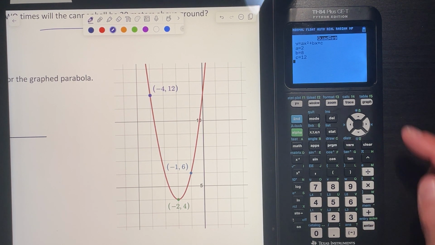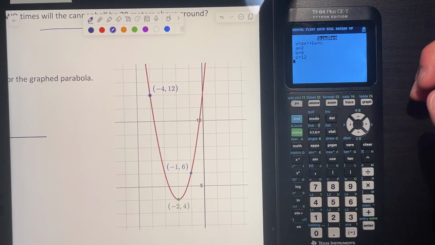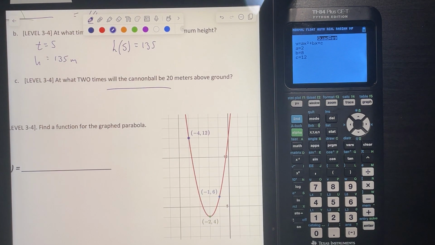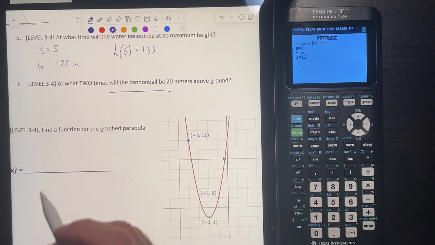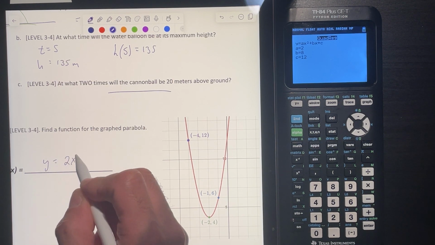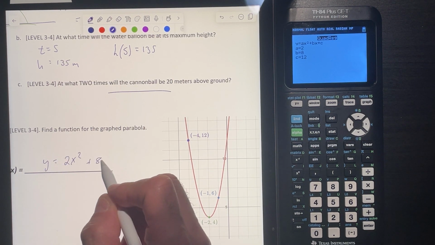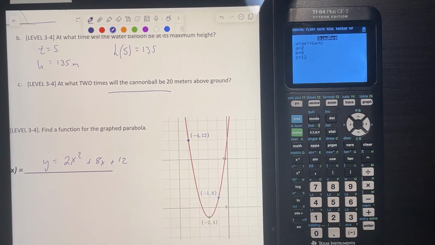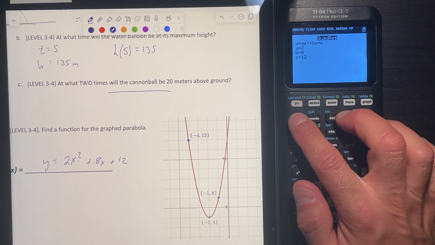Bam. Yours might have an R value down there. In our assessment, we're not interested in the R value. So this quadratic that we're going to be working with will be y equals, the a is 2, so 2x squared plus 8x plus 12. Cool.